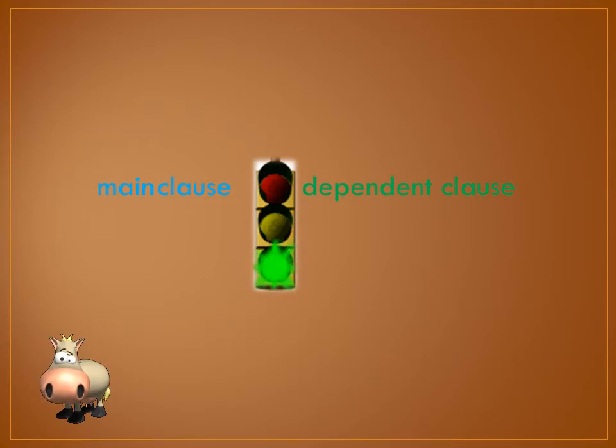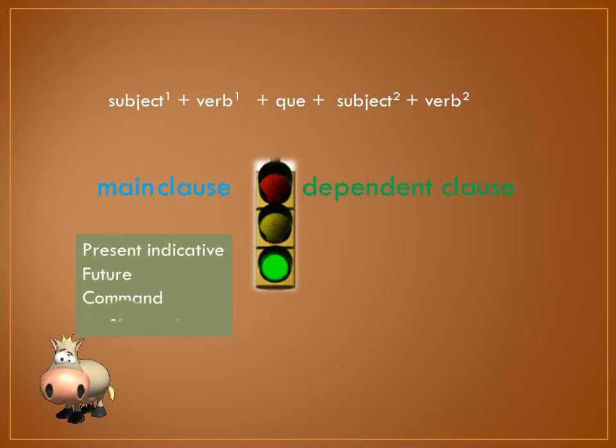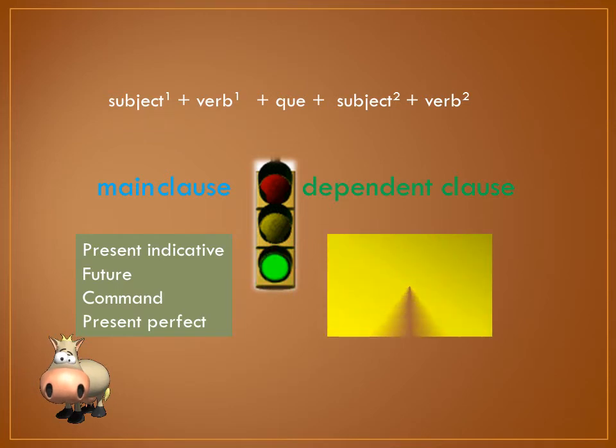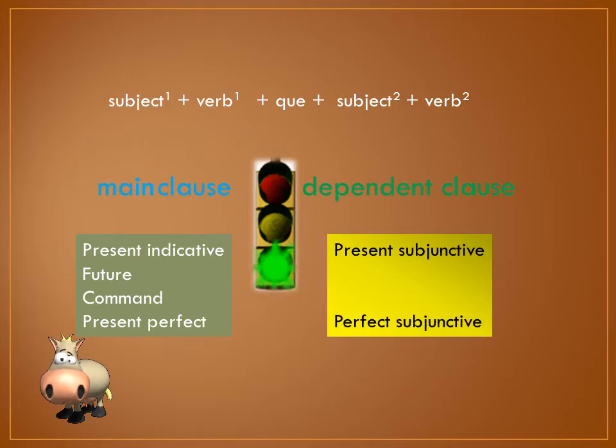I think you'll remember the formula that helps us visualize when we use the subjunctive. That would be subject 1 plus verb 1 plus the word que plus subject 2 plus verb 2. That also happens to be the way that native speakers most often use the subjunctive. We'll have a main clause, and depending on the verb in the main clause, that will signal whether or not we use the subjunctive in the dependent clause.